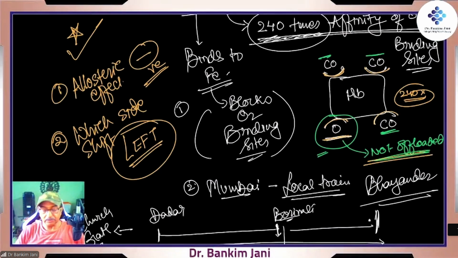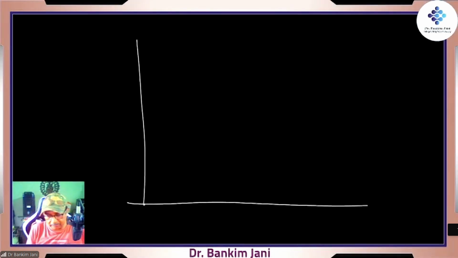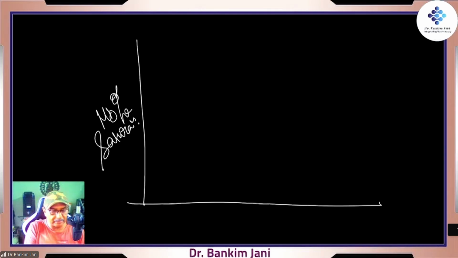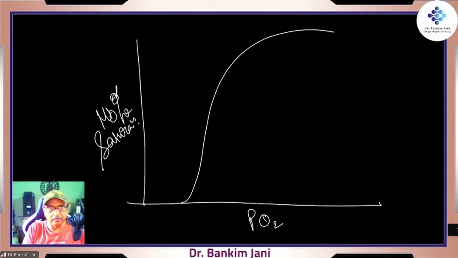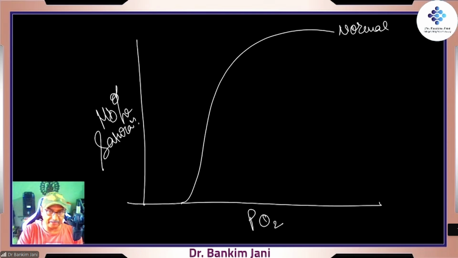Right? So now we are told to draw the curve. So here is the hemoglobin saturation. Right? Hemoglobin saturation. And this is the oxygen pressure. This is our normal curve. So that's our normal curve. What would be the case of carbon monoxide? How will the curve of carbon monoxide look? I'll draw it and you will immediately understand that it has to be the left shift, right? So yes, it will be the left shift.